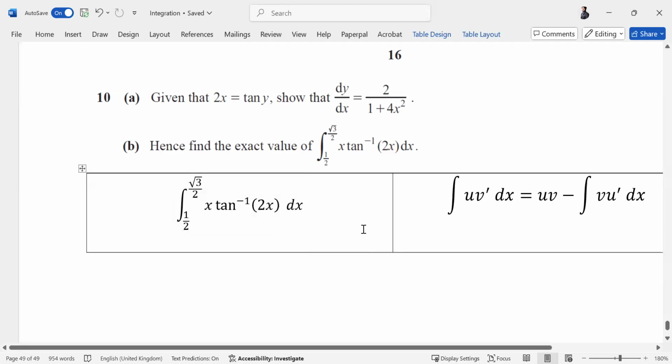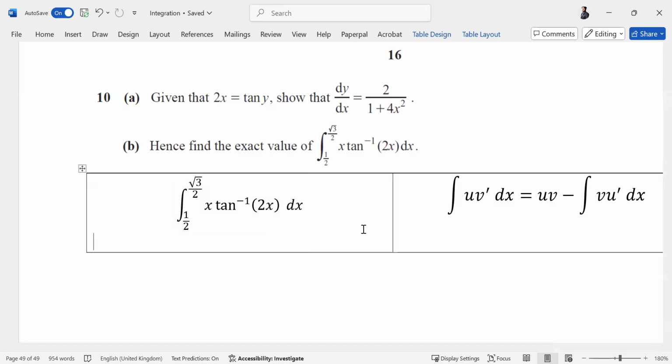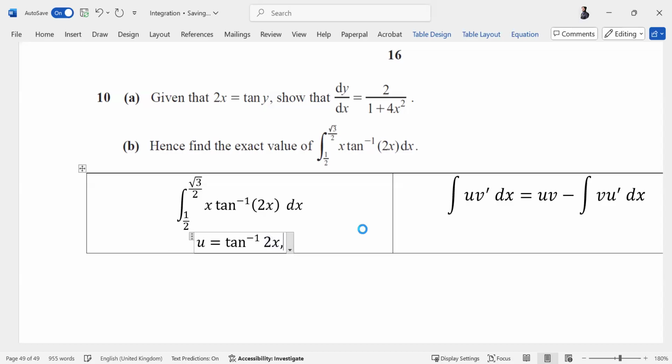Now remember, while selecting u, we must keep ILATE. Earlier we used to teach it as LATE. It was LATE for your syllabus. Now inverse trigonometry is a part of your syllabus. So now it's ILATE. So what must be u in this case? Tan inverse of 2x. Okay, you do not know the integration of this. And what will be your v dash? X.